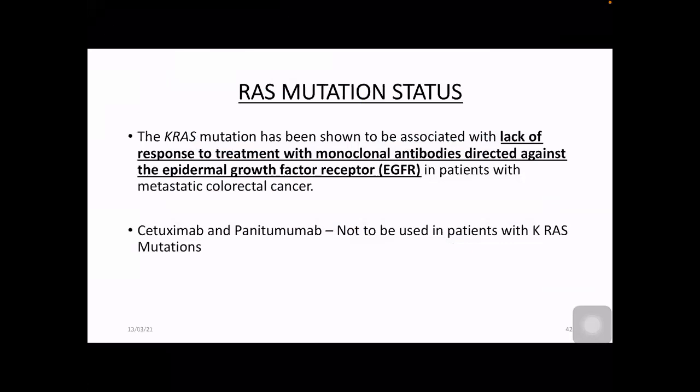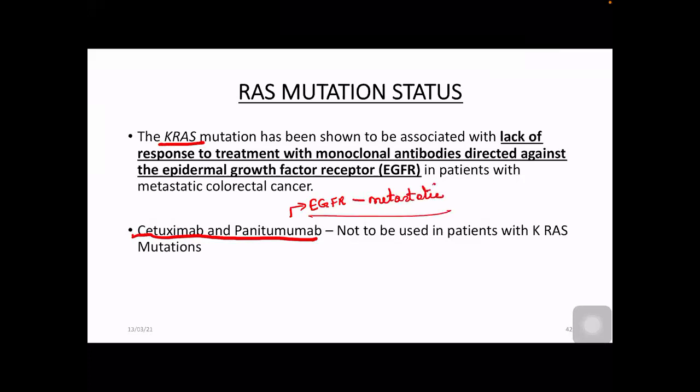Also, in the biopsy, especially in a patient who has metastatic colorectal cancer, you should test for KRAS mutation. As I said before, KRAS mutation. Why is it important? Patients who have KRAS mutation cannot be treated with antibodies directed against the EGFR receptors. What are these drugs? There are two drugs, cetuximab and panitumumab, which are basically EGFR inhibitors, epidermal growth factor receptor inhibitors, used in the metastatic colorectal cancer setting.